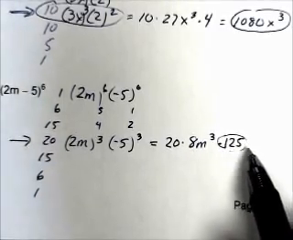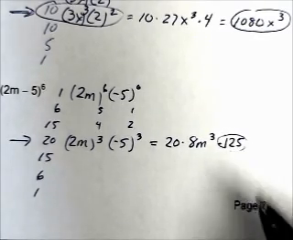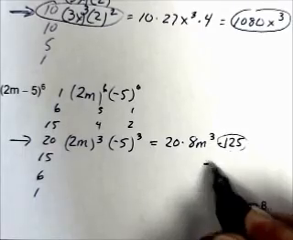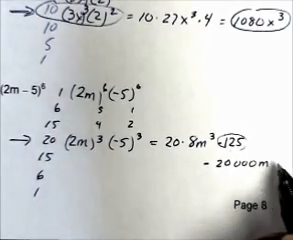This results in negative 20,000 m to the third.